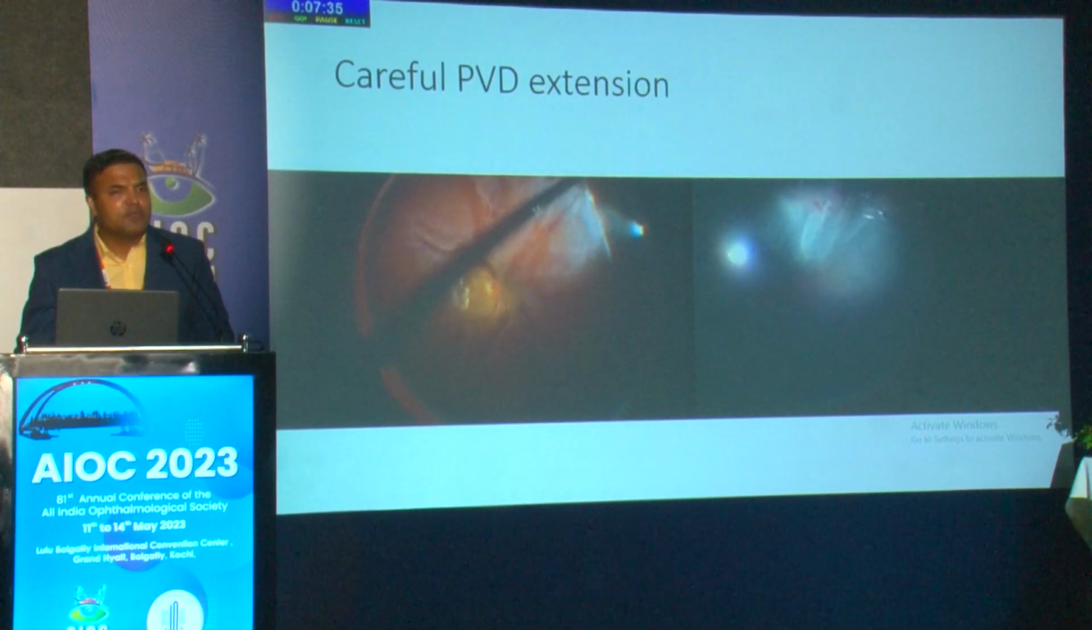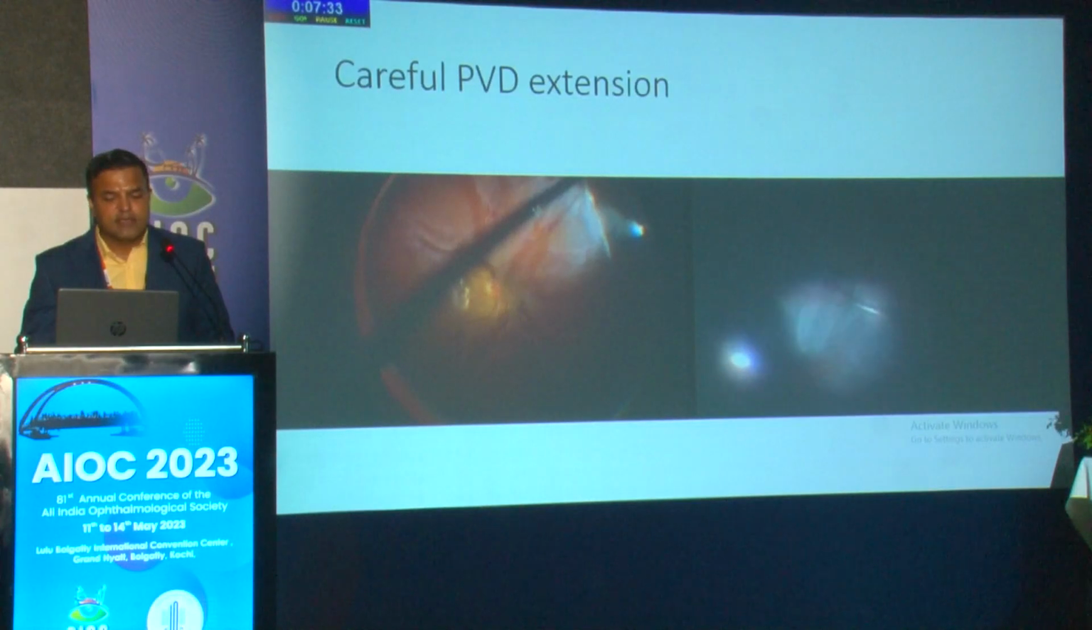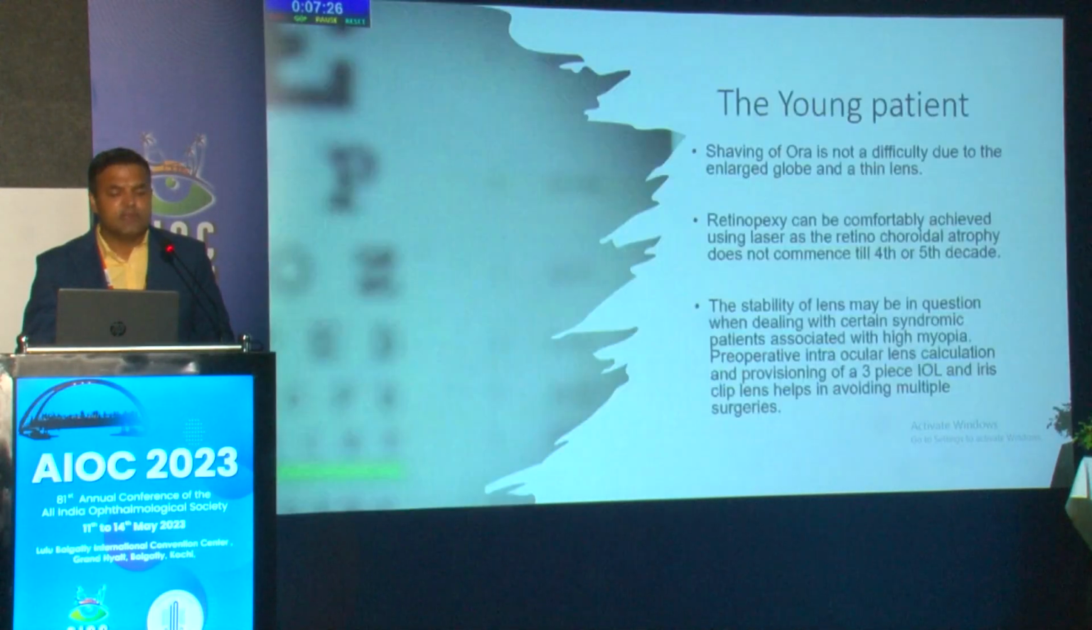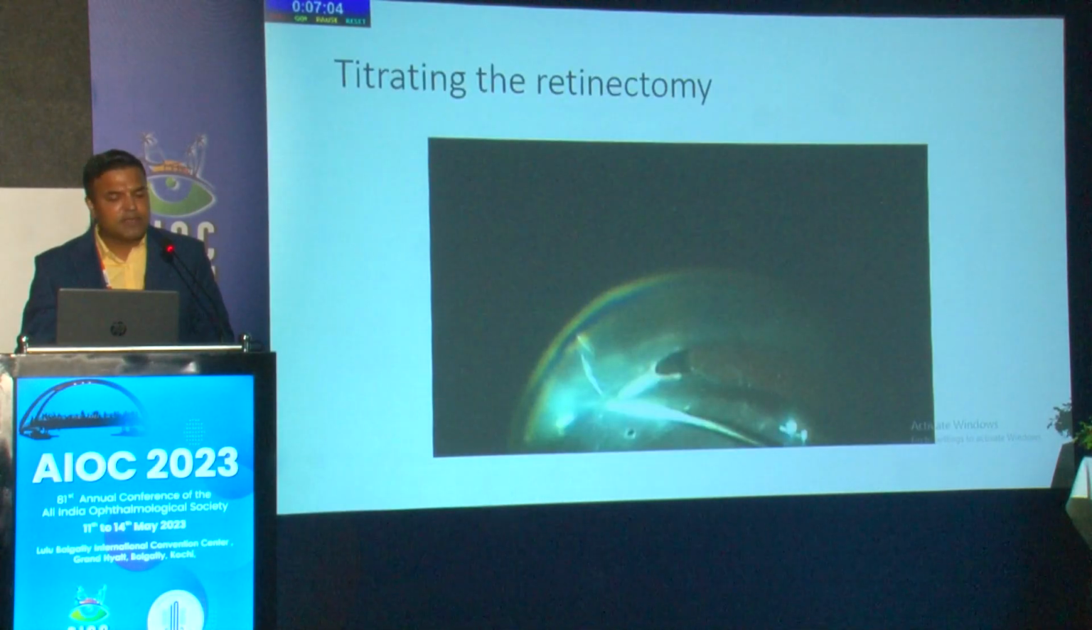But when you do not follow this particular care and you try to peel the PVD forcefully, you get these kind of hemorrhages and breaks, as you can see up here. So shaving of the ora is generally not difficult once you have put an indenting element. So it is a good idea to place a 240 band buckle and then do your shaving of the ora to save the lens. The stability of the lens itself may come into question during surgery, so one should be mentally prepared to place a 3-piece IOL or an iris clip IOL.